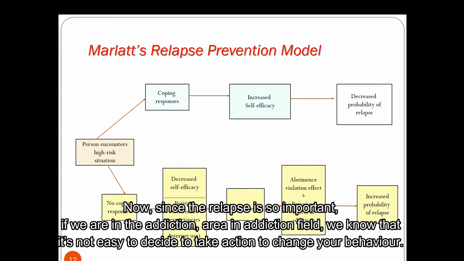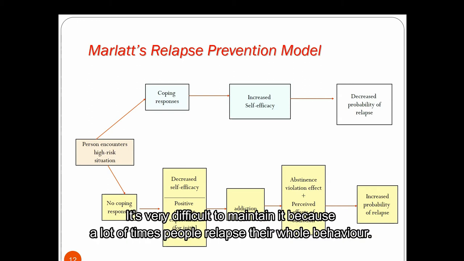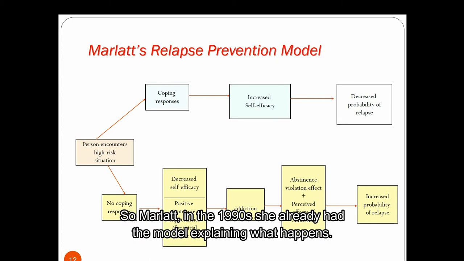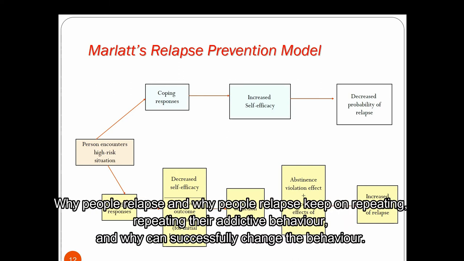Now, since relapse is so important, if we are in the addiction field, we know that it's not easy to decide to take action to change your behavior. It's not easy to plan a course of action. It's very difficult to maintain it, because a lot of times people relapse to the old behavior. So Marlatt, in the 90s, already had a model explaining why people relapse and keep on repeating the addictive behavior, and why some can successfully change the behavior.